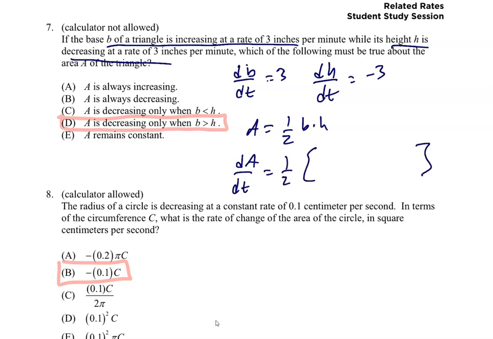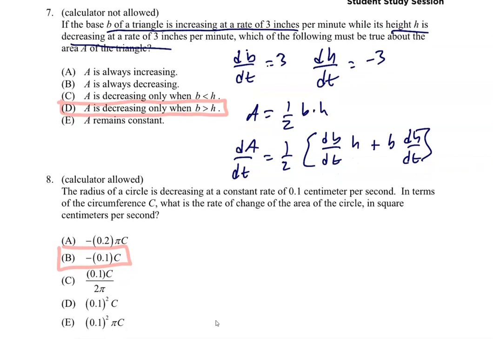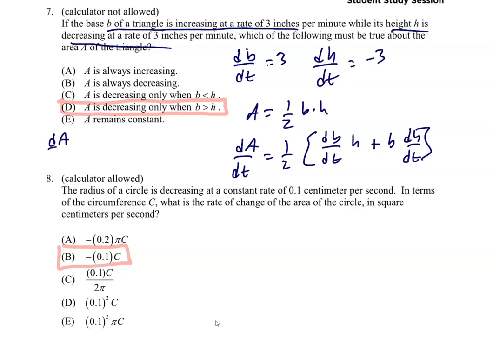Now I'm going to do a product rule in here, okay? So what's the product rule for b times h? We would go derivative of the first times the second, and then the first times derivative of the second. Okay, we good? Makes sense, right? Yeah, that's dB/dt times h, and then b times dH/dt. Now dB/dt is 3, so that says 3h. dH/dt is -3, minus 3b. And that's all the information I have.